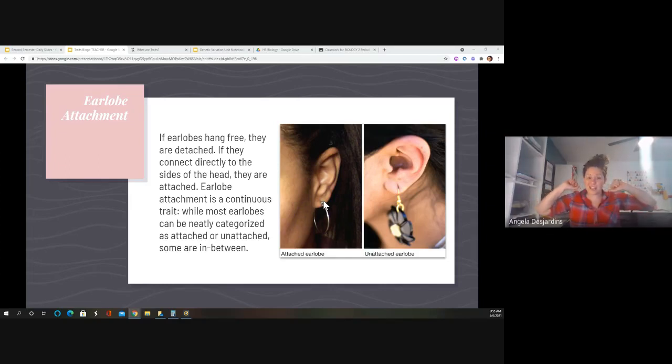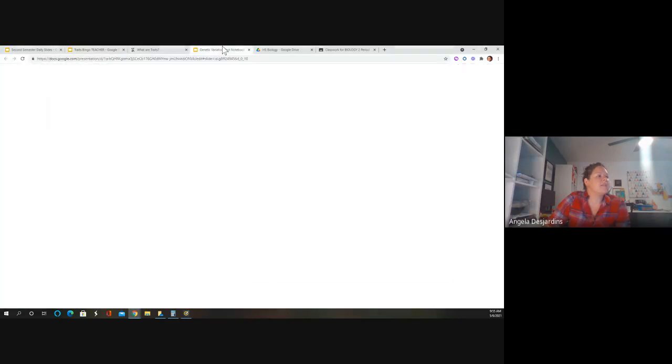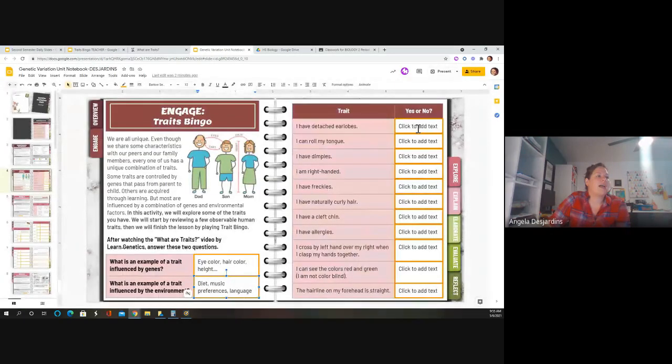Oddly enough, this is what we call a single gene trait. So one gene inside of your body, on your DNA, controls what this specific part of your ear looks like. Kind of interesting. So in your notebook, you're going to say yes or no. Like, I have detached earlobes, so I would say yes. You guys are going to put whatever it is that you have.